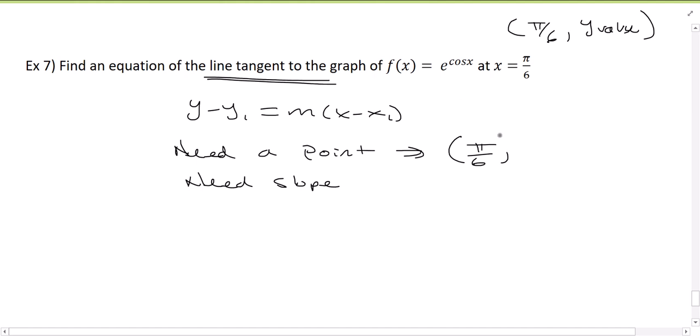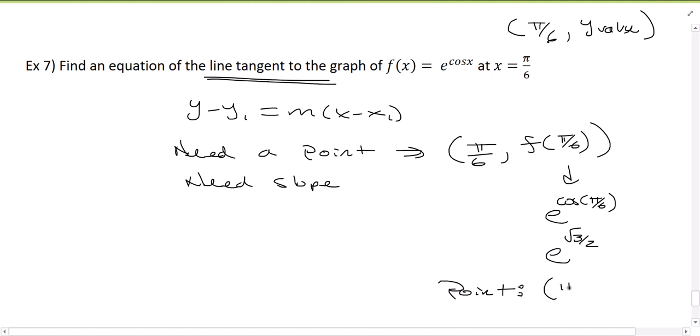So how do I find y? It will be f of pi over 6. So plug in pi over 6 in here. So e to the cosine of pi over 6. What is cosine of pi over 6? Cosine of pi over 6 is the square root of 3 over 2. So this will be e to the square root of 3 over 2. So that is our point.